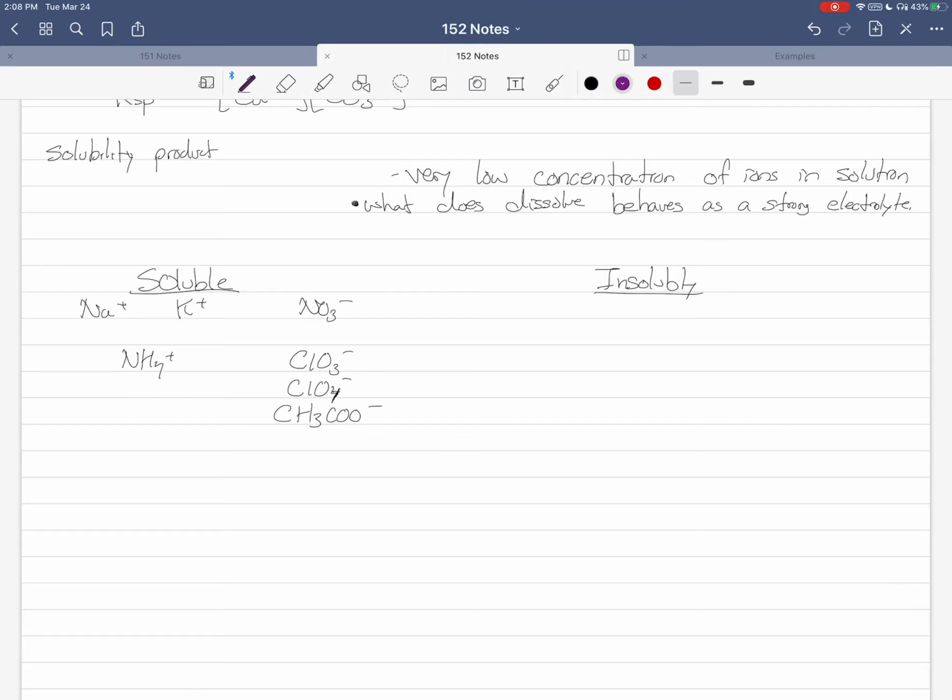Insoluble salts, typically carbonates, phosphates, oxalates, chromates, sulfides, oxides, and hydroxides. Now, obviously, if I have sodium with any of those inside, sodium carbonate, it's going to dissolve. Sodium oxide, sodium hydroxide, going to dissolve. But those in general, if we're not with one of those group 1 metals, we're pretty much insoluble. So those are your general rules.